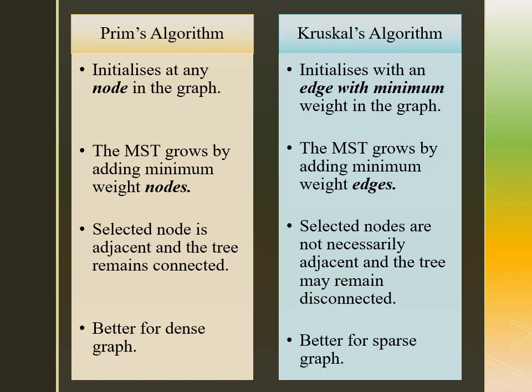In case of Prim's algorithm, the selected node is adjacent to the set of nodes already included in the spanning tree, and thus the tree remains connected. In case of Kruskal's algorithm, we go on selecting edges, and hence it is not necessary that the nodes will be adjacent, and the tree may remain disconnected. Prim's algorithm is better for a dense graph, and Kruskal's algorithm is better for a sparse graph. So this video will help you to understand Prim's and Kruskal's algorithm thoroughly.